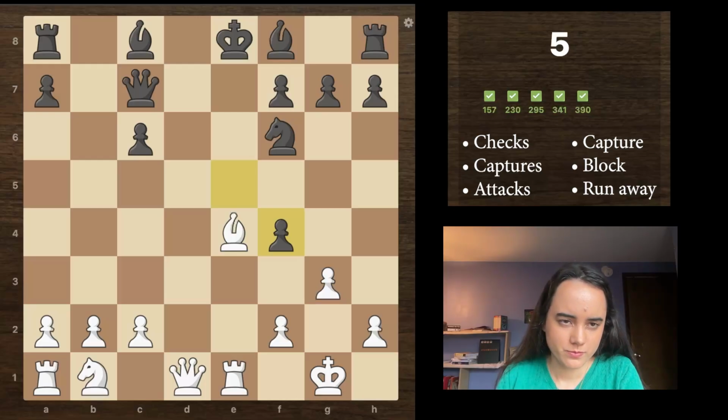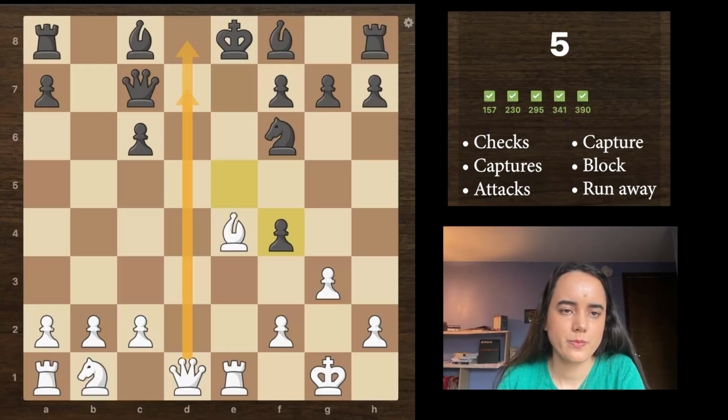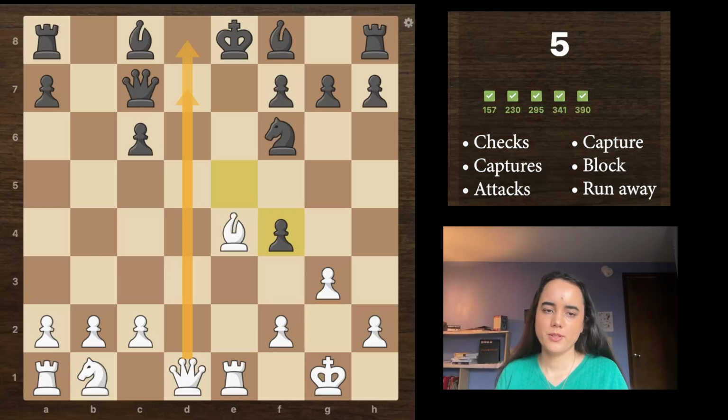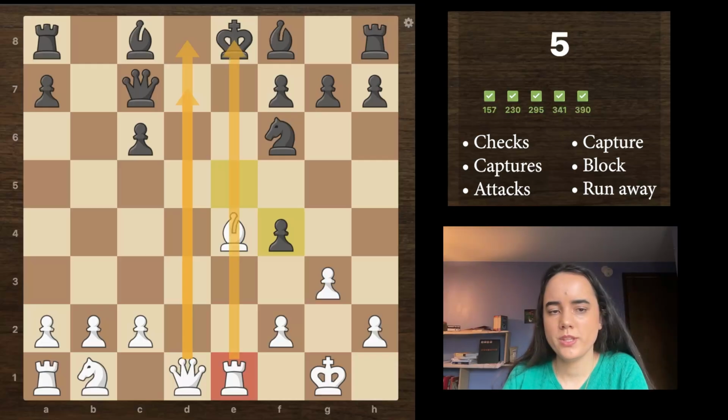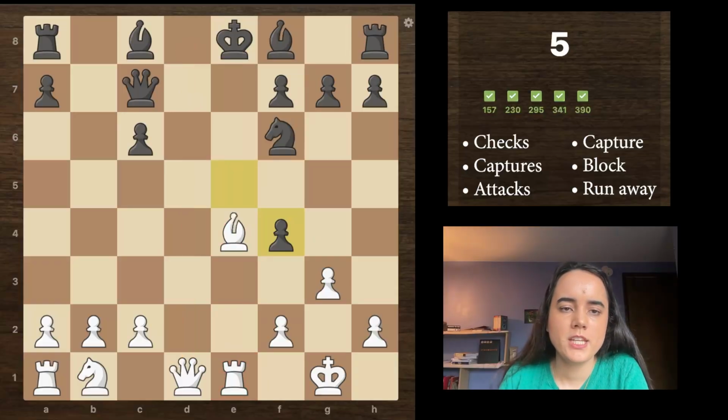Now, we've got this check, and something interesting to note is that this rook is in the same line as the king. The only thing in between is the bishop. So that means anywhere we move the bishop is going to be a check. We move the bishop and we're checking.